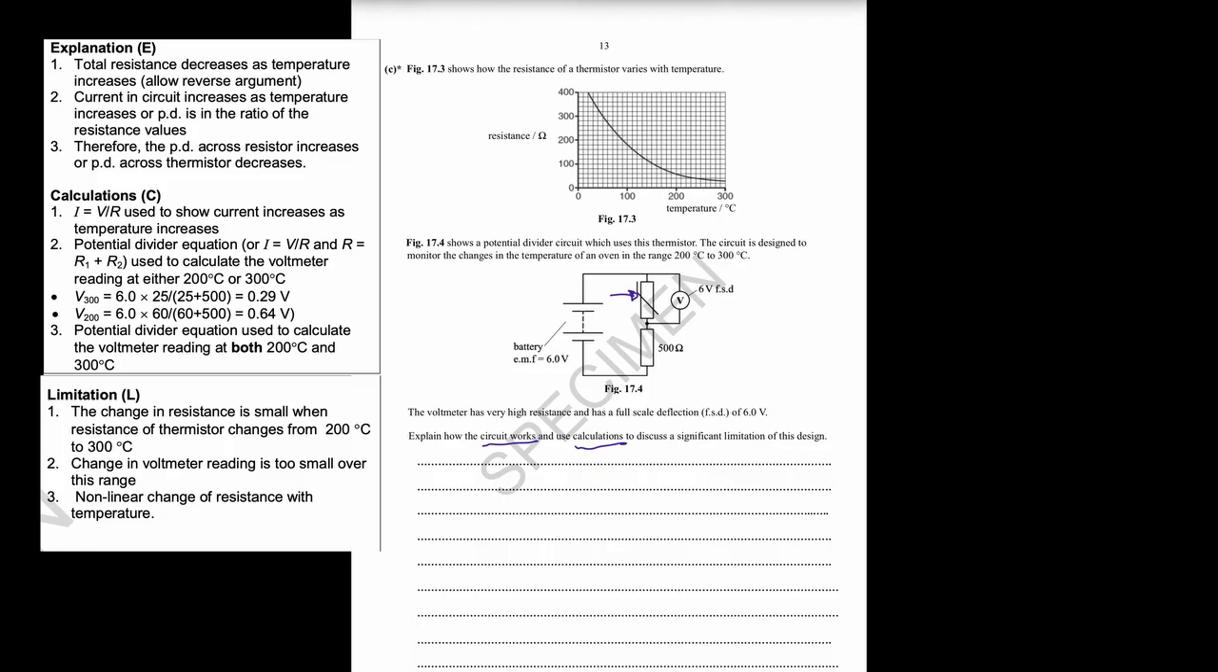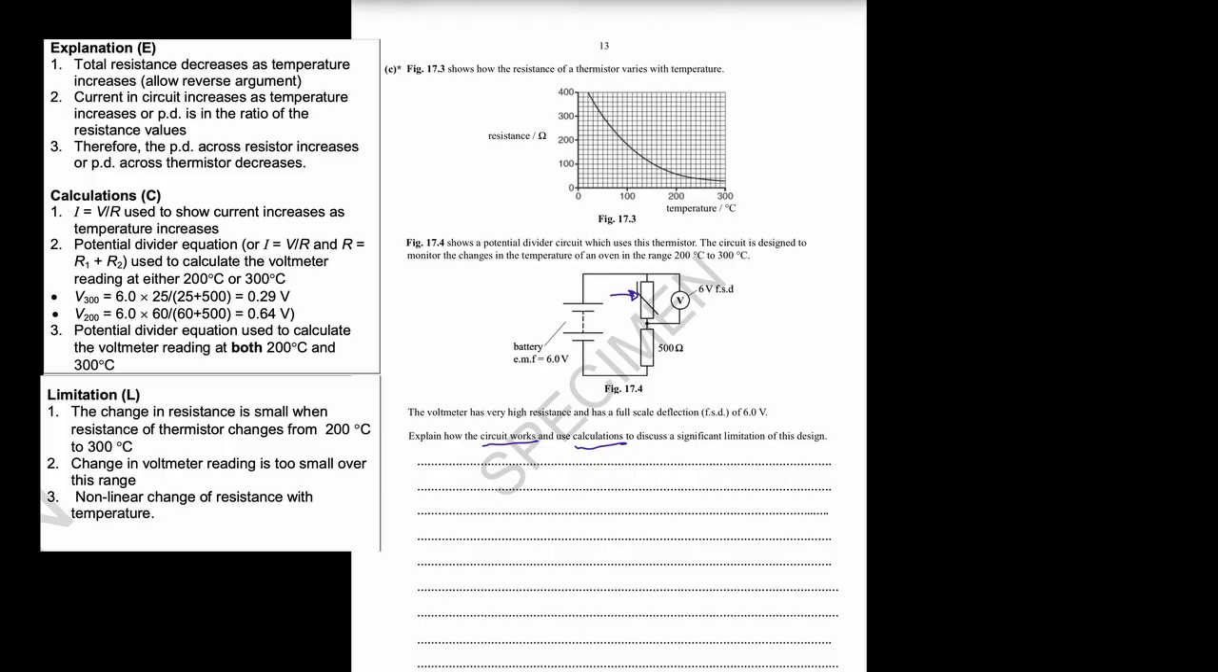The thing that I know about it is when the temperature is increasing, the resistance is decreasing. So that's the point I'm going to be making. Temperature increases, therefore resistance decreases. If the resistance decreases, I'm going to say the current in the thermistor has increased. If the current in the thermistor has increased, I also know the total current in the circuit has increased because it's a series circuit. So now I've got a larger current in the series circuit.